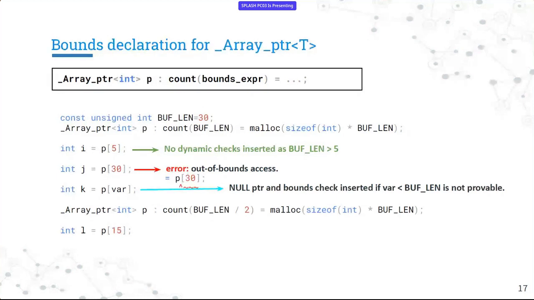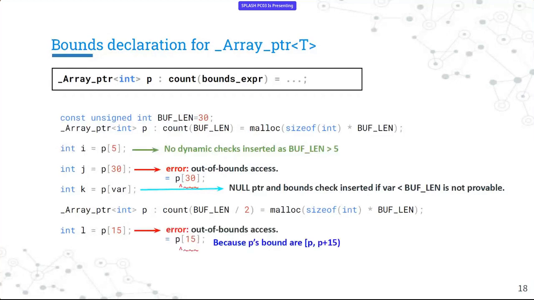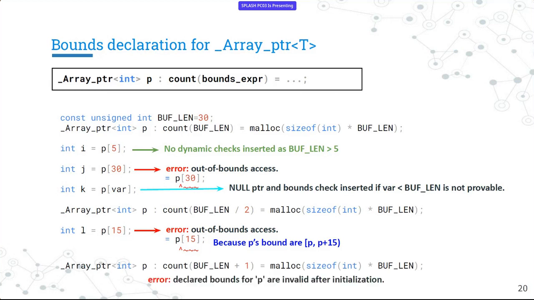So when we have an access P of 15, which is one byte beyond the declared bounds, the compiler will throw an error. Although this is not really an error because the access is actually within the bounds, since the declaration defines the bounds to be 15 elements, the compiler throws an error. And when we have assignments and we are trying to artificially increase the bounds, the compiler will figure it out and throw an error saying that the declared bounds are actually invalid after reassignment.